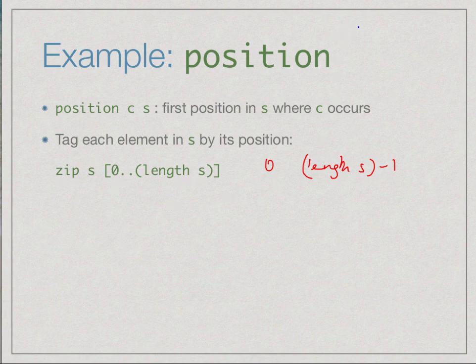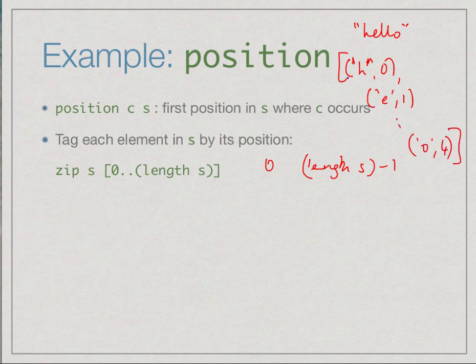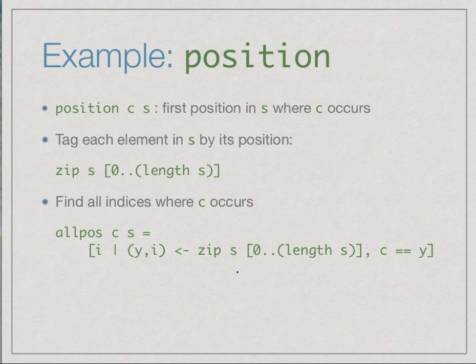If we had a string like hello, then now we have a list like H0, E1, up to O4. Instead of a list of characters, we have a list of pairs of characters and positions from 0 to n minus 1. Now, in this list of pairs, we want to find all of those positions where we have the letter we are looking for. So we are looking for a C. We check all pairs y comma i where C equals y and extract only the indices.